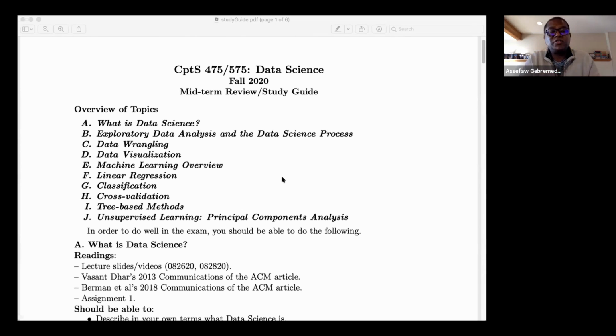We spent a couple of lectures on machine learning overview. We spent 2 or 3 lectures on linear regression, a few lectures on classification, a lecture plus a lab session on cross-validation, and the last few lectures were on tree-based methods, both for classification and regression. This is where random forests would come. And the very last topic we have started looking at is unsupervised learning. From there, we covered principal components analysis. This is the list of topics.